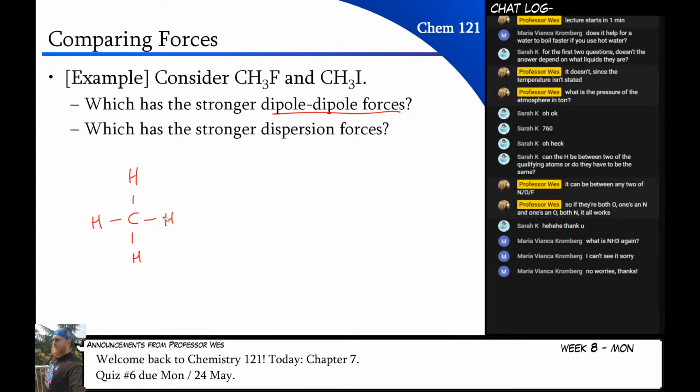I wrote the wrong thing. There we go. All right. So F is the most electronegative atom, so this is going to be very polar in this direction. Whereas I is not very polar at all, and so there's actually going to be very little dipole in here. I'm not even going to bother writing it.